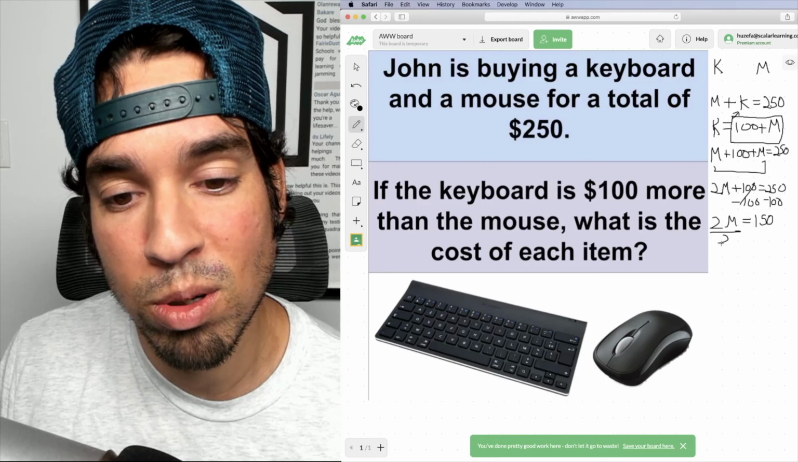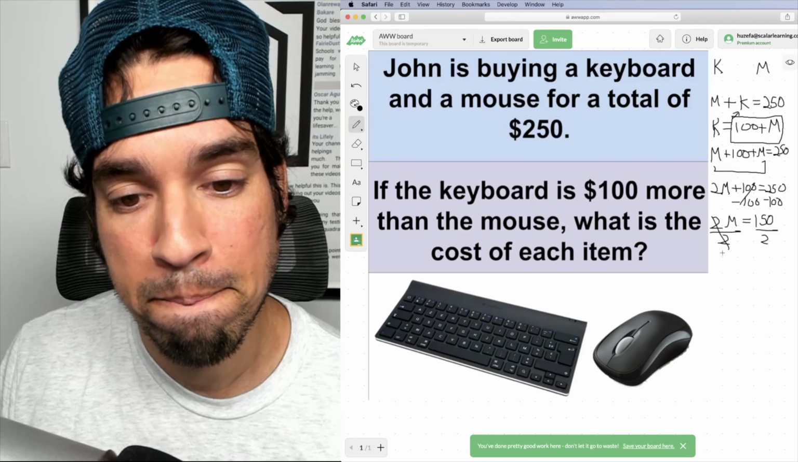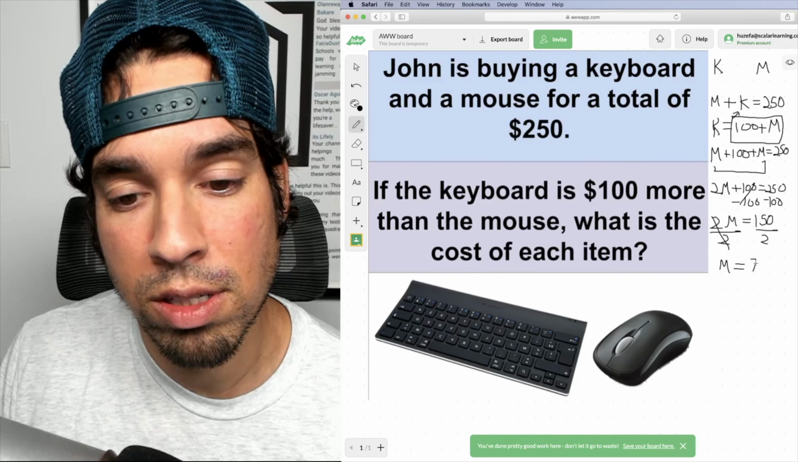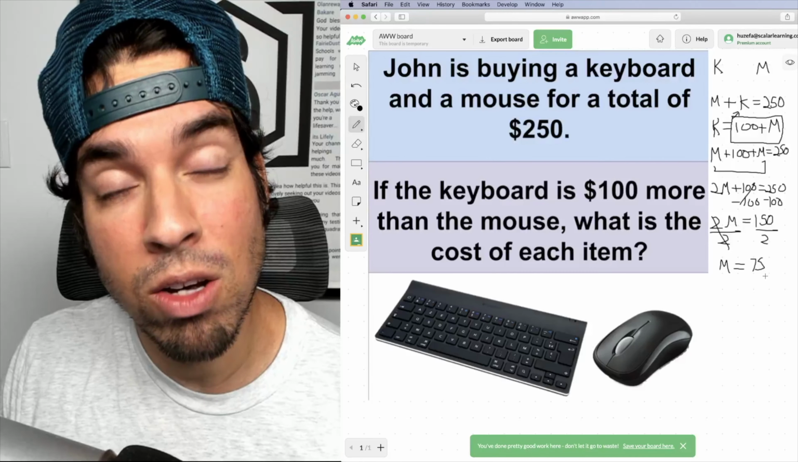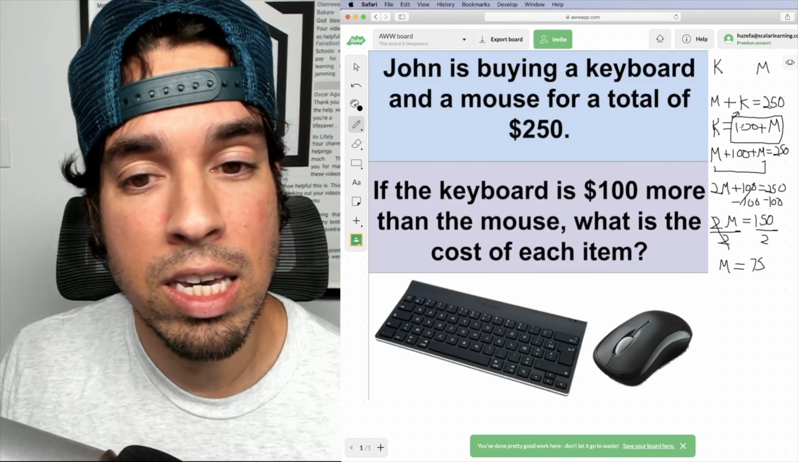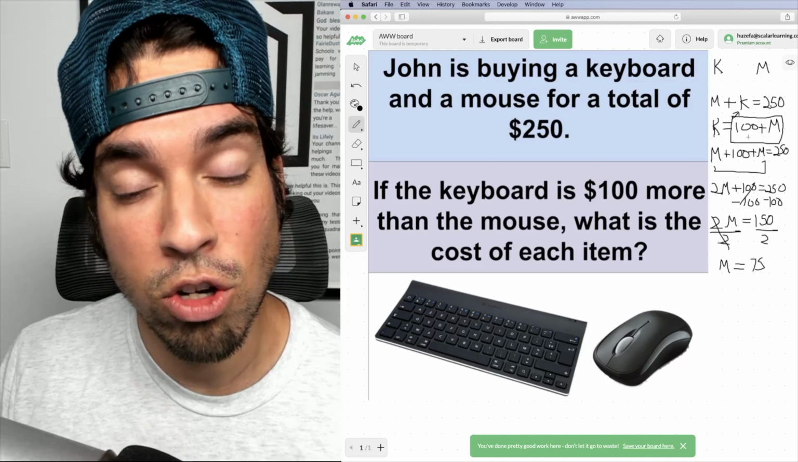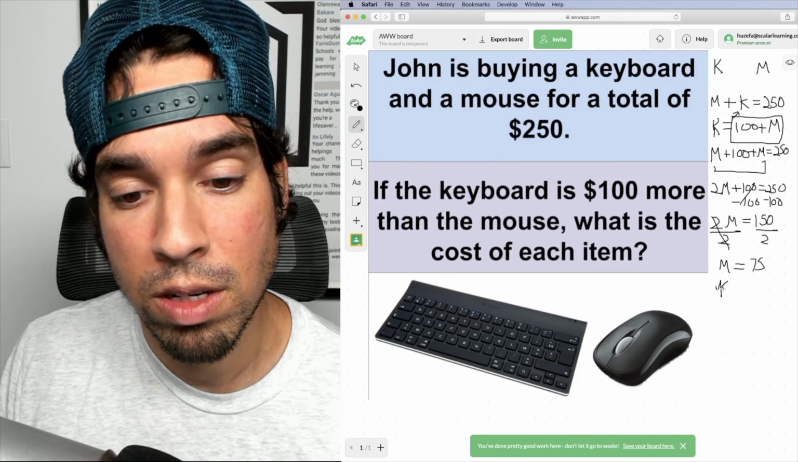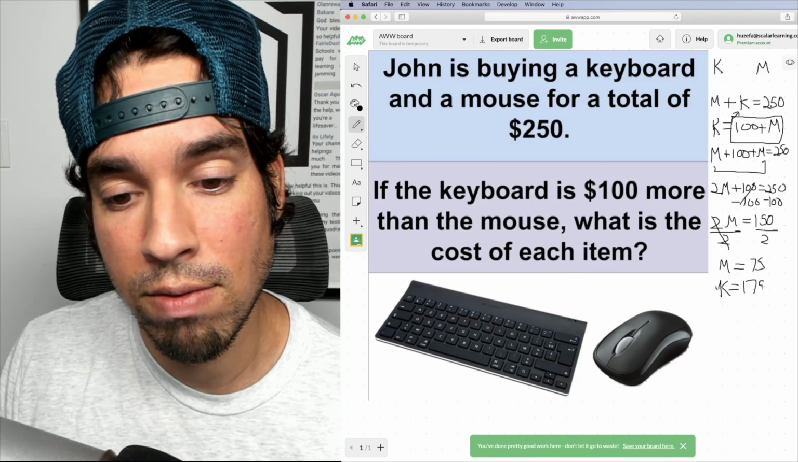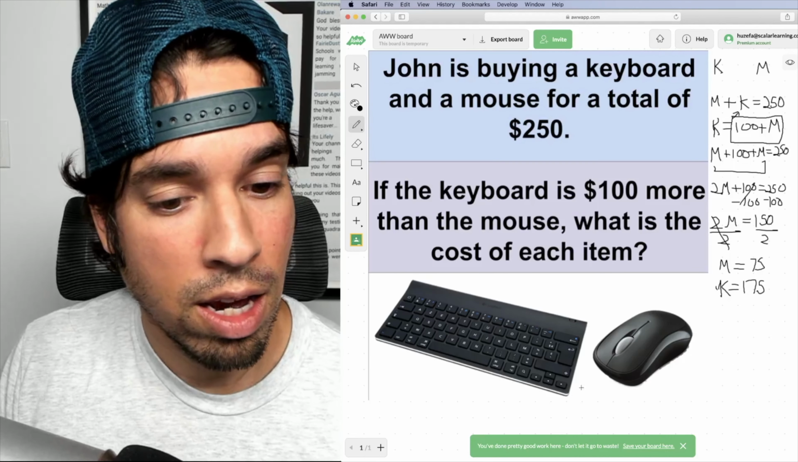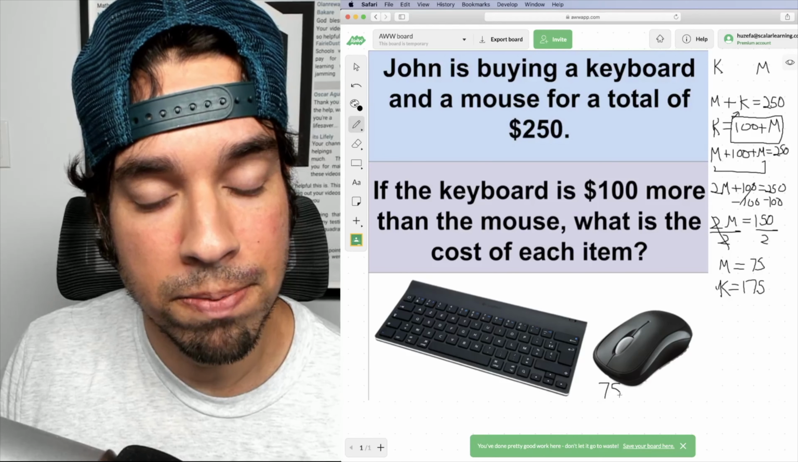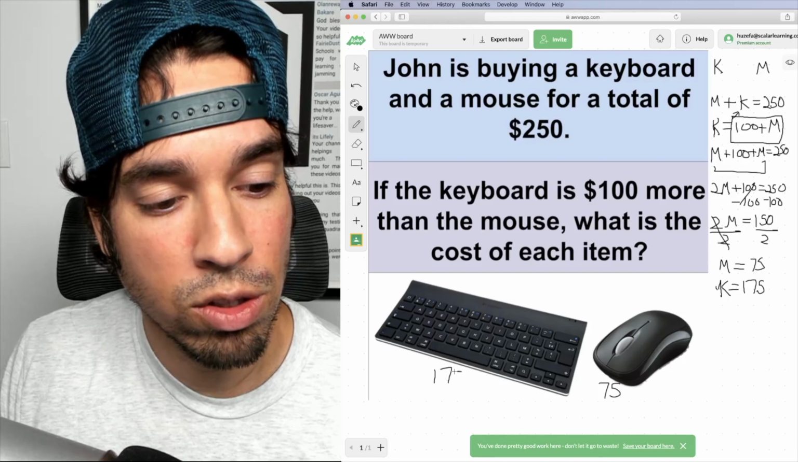Last but not least, divide both sides by 2. And I've got M equals 75. So if the price of the mouse is $75 and the keyboard in this equation is $100 more than the mouse, keyboard equals 175. So we've got a mouse that is 75 and a keyboard that is 175.